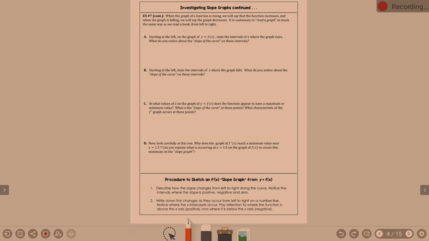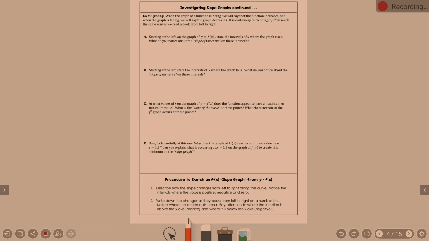When the graph of a function, okay, I forgot there's questions to go with this. When the graph of a function is rising, we will say that the function increases. And when the graph is falling, we say the graph decreases. It's customary to read a graph in much the same way as we read a book from left to right. You've heard that from me. Not new, is it? Starting at the left of the graph on y equals f of x, state the intervals of x where the graph rises. What do you notice about the slope of the curve on these intervals?